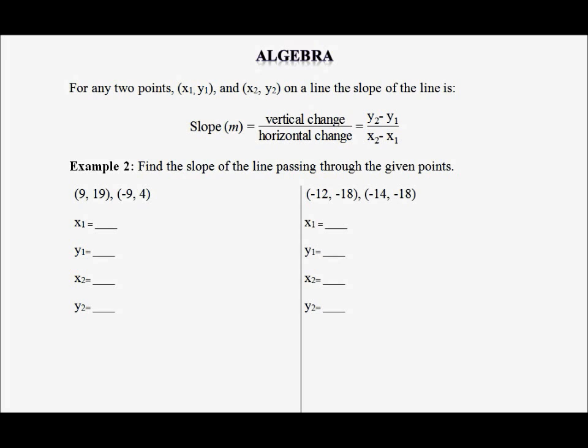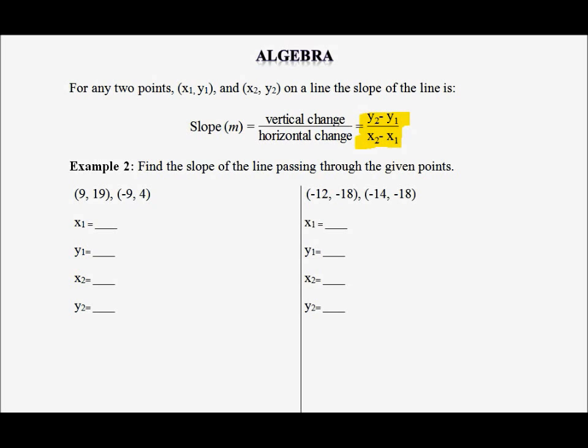Well, look at your next example. This isn't your first example. This is your second example. We're going to find the slope of the line that passes through the given points. Well, now we have a formula. This is our formula: y2 minus y1 over x2 minus x1. It's our vertical change over our horizontal change. So the first ordered pair that we have is (9, 19) and (-9, 4).